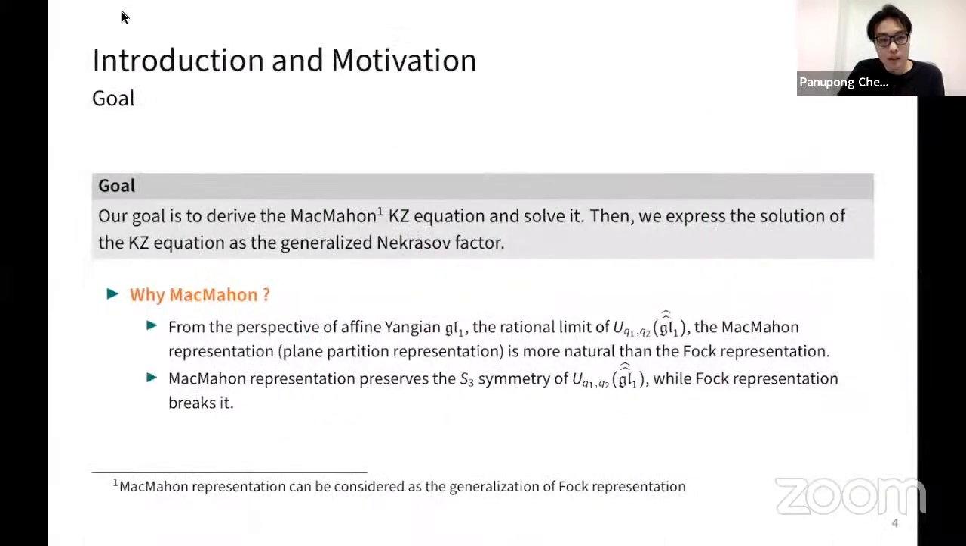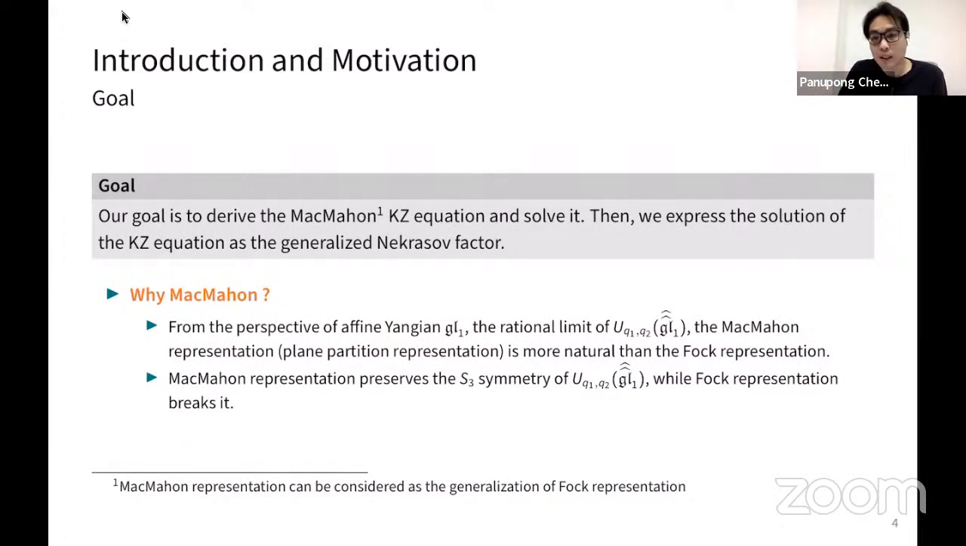Okay. So now the goal of this paper is to derive the MacMahon qKZ equation and solve it, and then try to express the solution of the qKZ equation as a generalization of the Nekrasov factor. I will explain the MacMahon representation in part 2, but for now you can just think of it as a generalization of the Fock representation. Then the question is why we are interested in MacMahon. Here I will give 2 reasons.